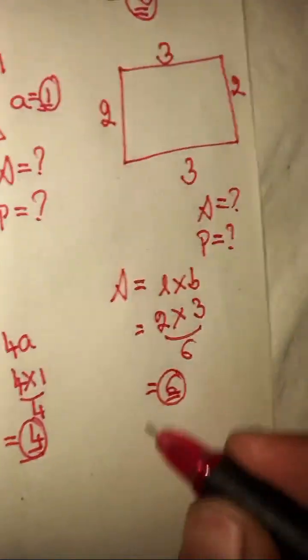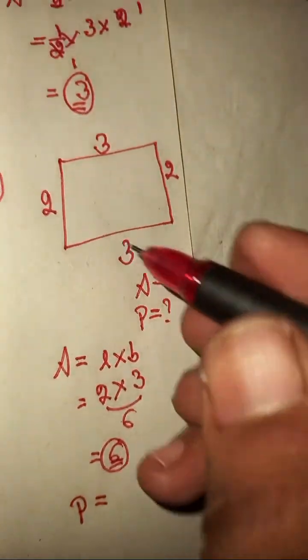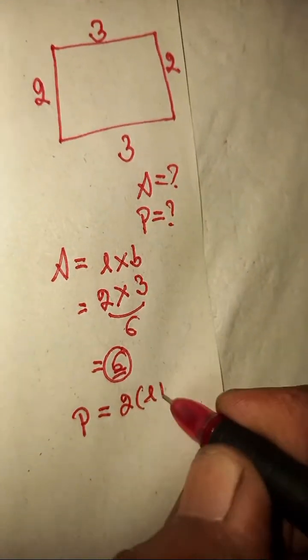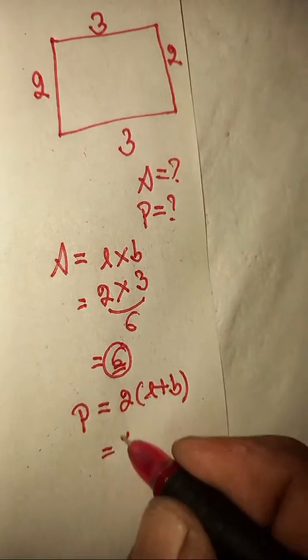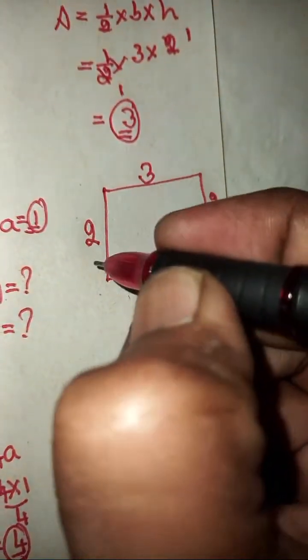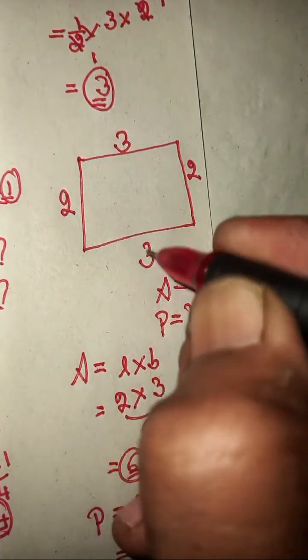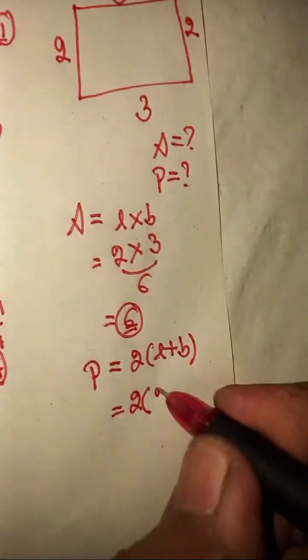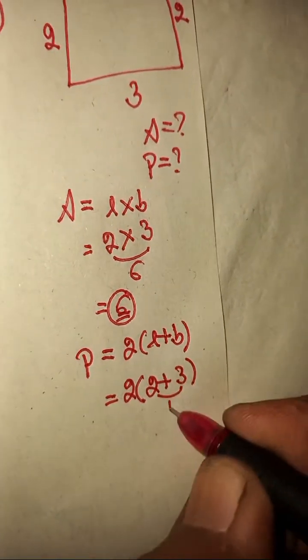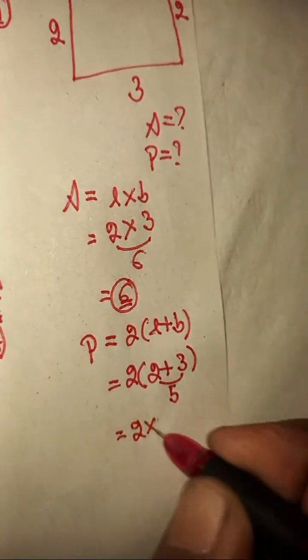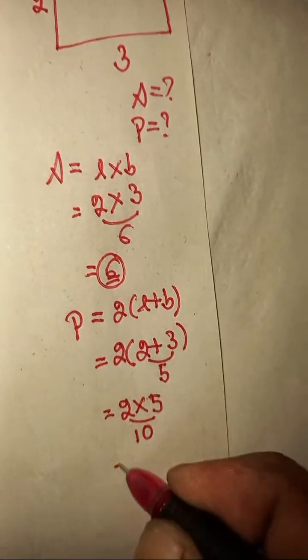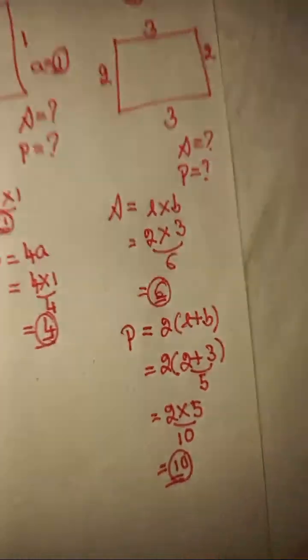And I take the perimeter. Perimeter is 2 times (length plus breadth). This is length, which is 2 units, this is breadth, which is 3 units, so it is 2 plus 3. 2 plus 3 becomes 5. 2 times 5 is 10 units. 10 units is the perimeter.